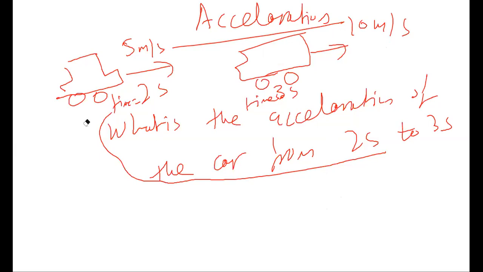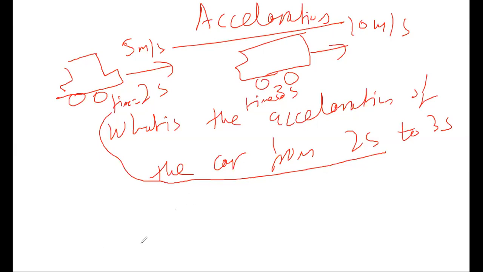The question is, at the time of 2 seconds, the car was traveling at 5 meters per second speed. When the time changed from 2 seconds to 3 seconds, the car speed was 10 meters per second. So the question is, how much acceleration did the car have going from 2 seconds to 3 seconds? So what will happen? We use the formula for acceleration.